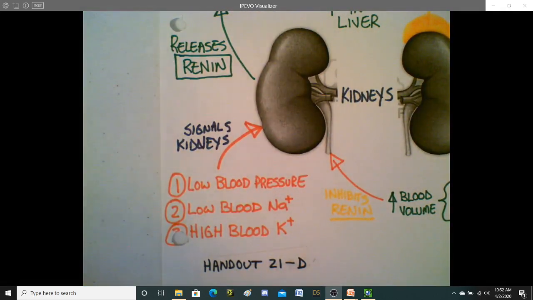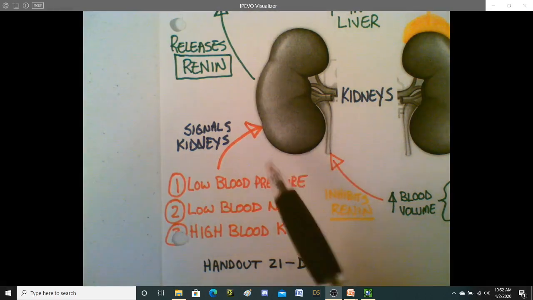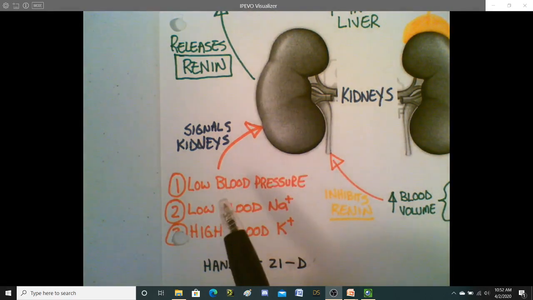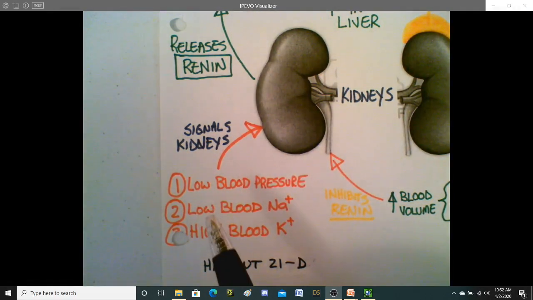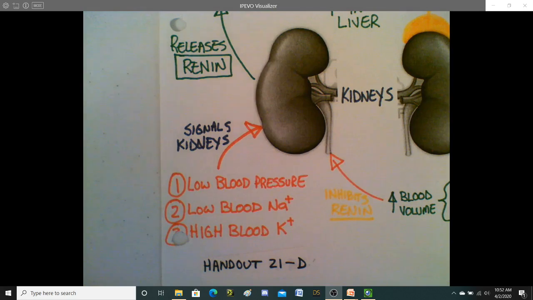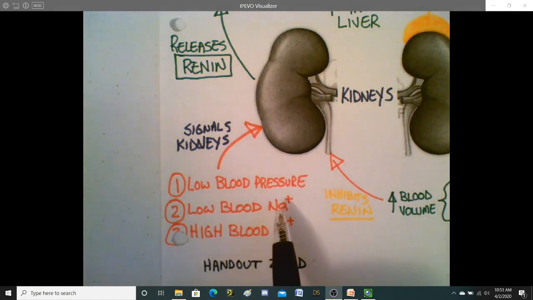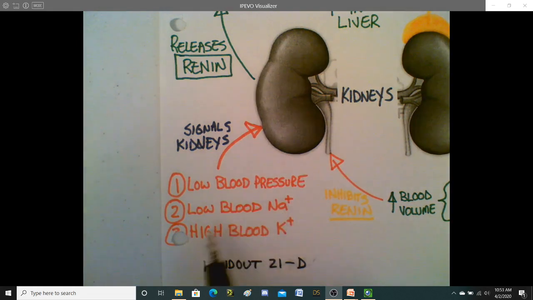Okay, so what we have here is three scenarios. One of them pertains to our chapter directly. The other two are just kind of extras, but they're related as well. Well, one of them's kind of related. The other one's really not. So we have three things that may be going on in our body. We have low blood pressure. We might have low sodium levels, or we might have high blood potassium levels.